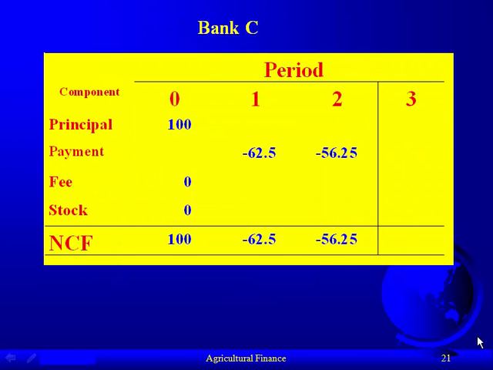Okay, for Bank C, you can see that the principal is 100. The payments of 62.5 and 56.25, if you go back to that amortized chart several slides back, you'll see where those numbers are coming from. You might want to identify that. They come right out of that column where it says total payments. And then we have no fee and no stock, so you can see the net cash flow at the bottom again, where you pay $100, and then you have a total payment of 62.5 the first year and 56.25 the second year. So you see, just as we said, the total payment is going down.